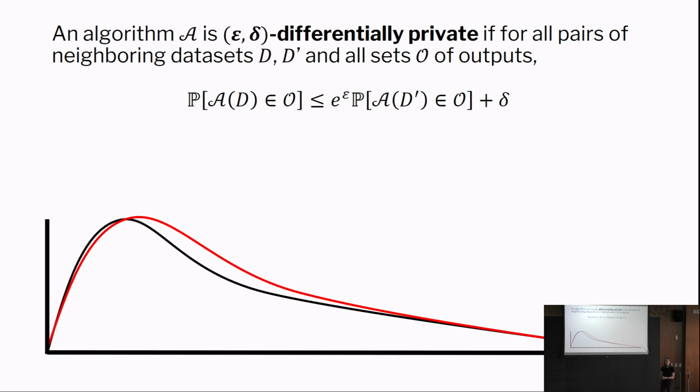And I think e to the epsilon is a little weird the first time we see the definition of differential privacy. We're not used to seeing this as a multiplicative approximation guarantee. So e to the epsilon is approximately 1 plus epsilon, which is a more familiar multiplicative approximation guarantee. And the math just works out better if we use e to the epsilon. So that's why you see it in the definition of differential privacy.